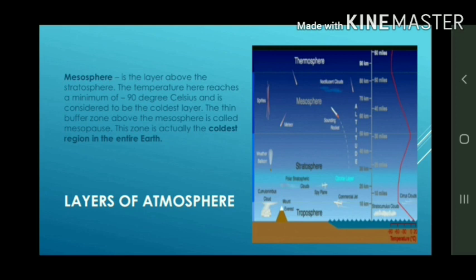Mesosphere. The mesosphere is the thin layer above the stratosphere. The temperature here reaches a minimum of -90 degrees Celsius and is considered to be the coldest layer. The thin buffer zone above the mesosphere is called the mesopause. This zone is actually the coldest region in the entire Earth.